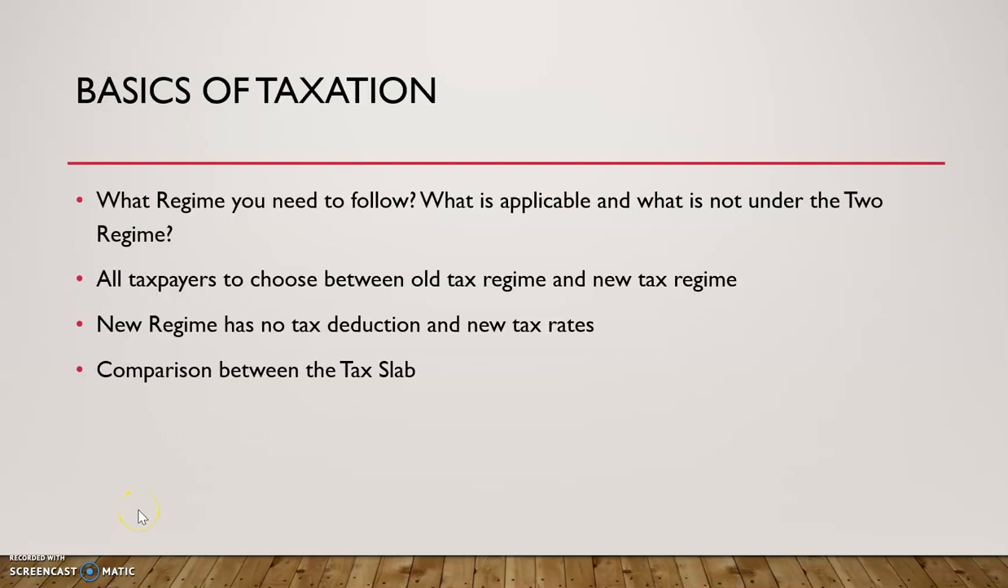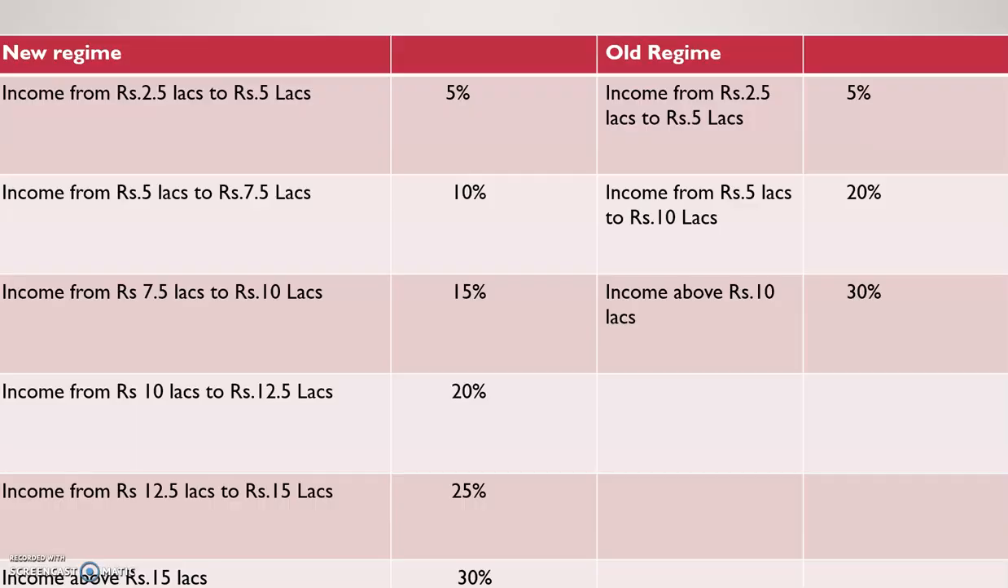So there are different regimes which have come into place, and now there are 2 regimes. So which regime you need to follow, that we need to understand. There is an old regime and there is a new regime, and there are different rules and regulations for both the regimes. We will go through them in the next slides. So the new regime has no tax deductions and new tax rates. Comparison between the two slabs in the next slide. So now there is the new regime and the old regime.